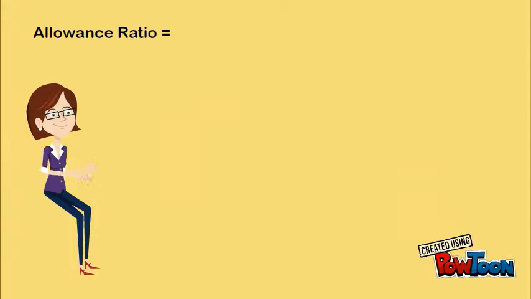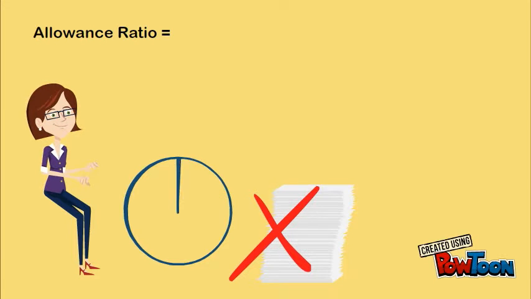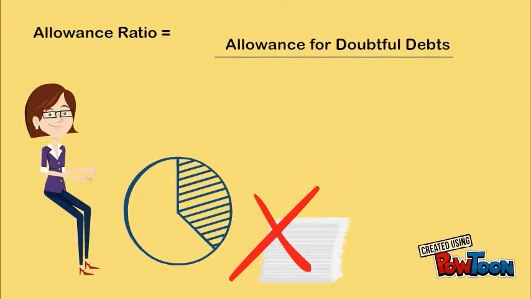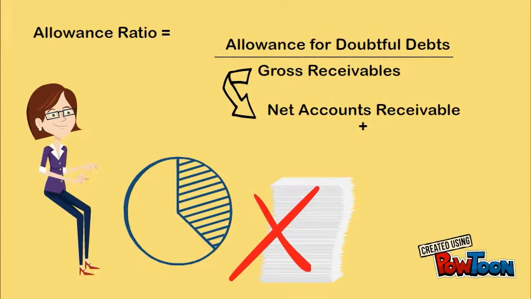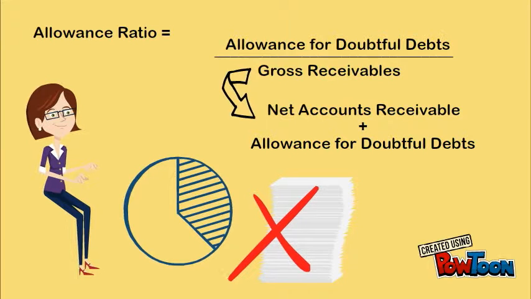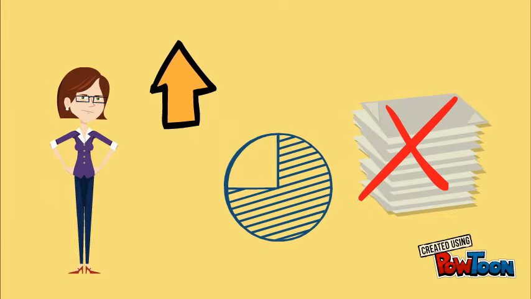The allowance ratio indicates the proportion of receivables that is uncollectible from all receivables. This is done by dividing the allowance for doubtful debts by gross receivables, where gross receivables are the sum of net accounts receivable and the allowance for doubtful debts. A higher percentage indicates a larger proportion of receivables that are uncollectible and vice versa.